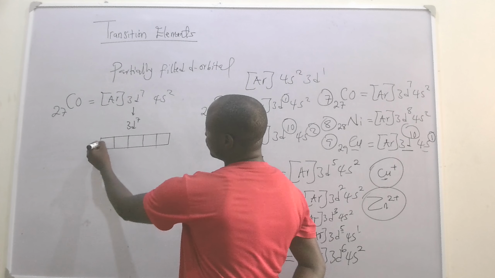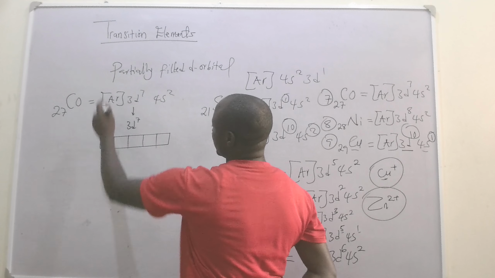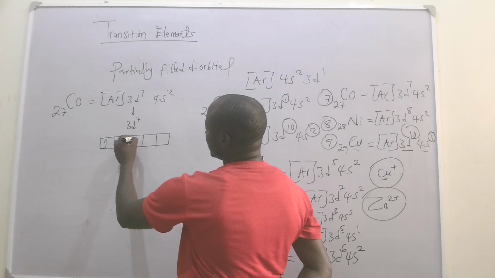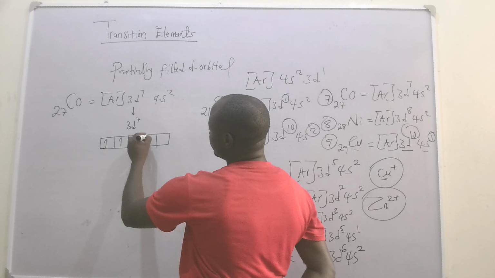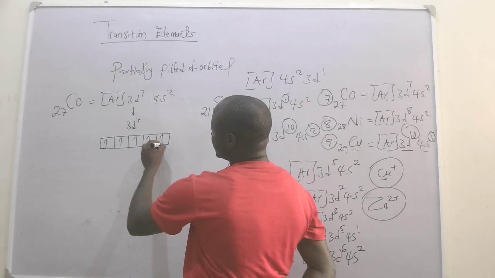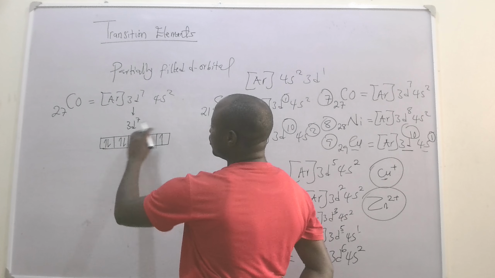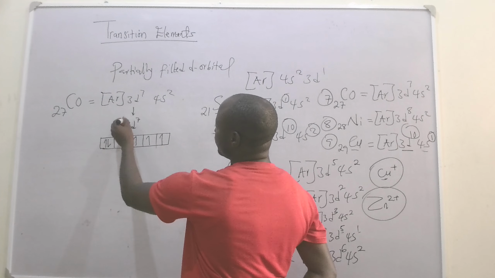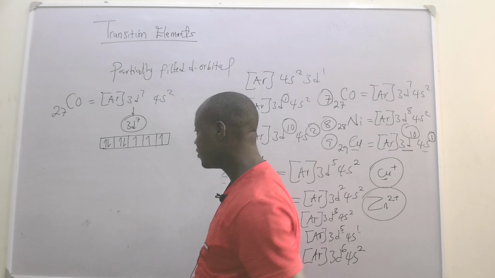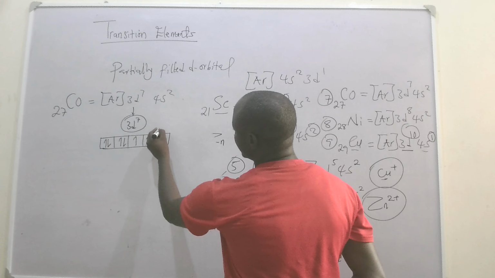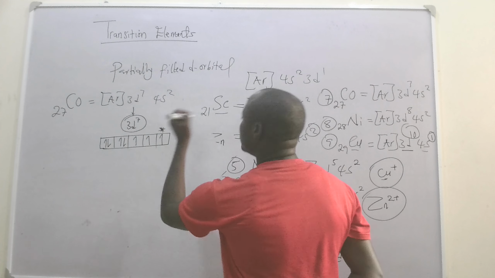So this is the 20th electron. This is the 21st. This is the 22nd. This is the 23rd. This is the 24th. This is the 25th. This is the 26th. And this is the 27th. So these are the 7 electrons from this 3d sum. We are talking about the 25th electron, and where we have the 25th electron is here.